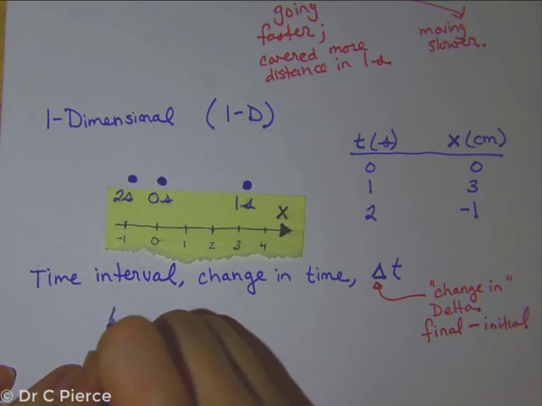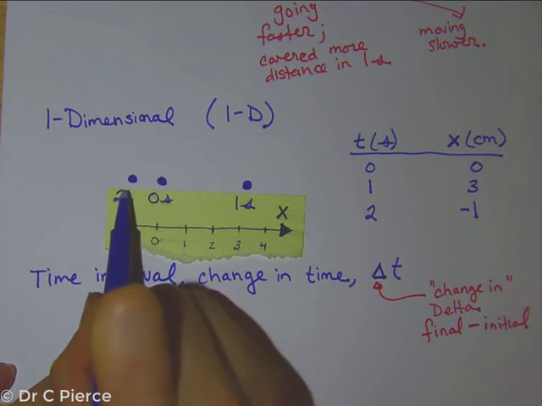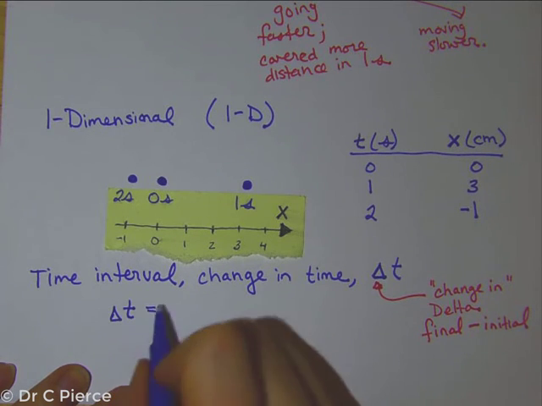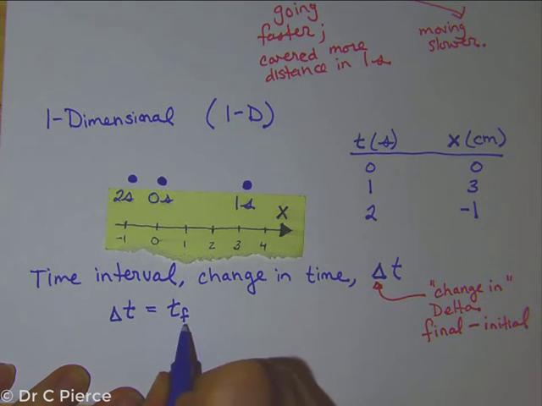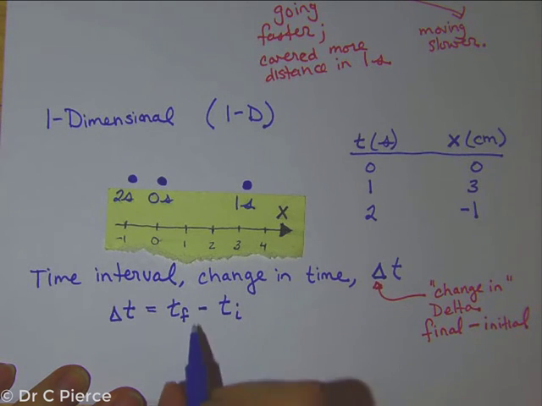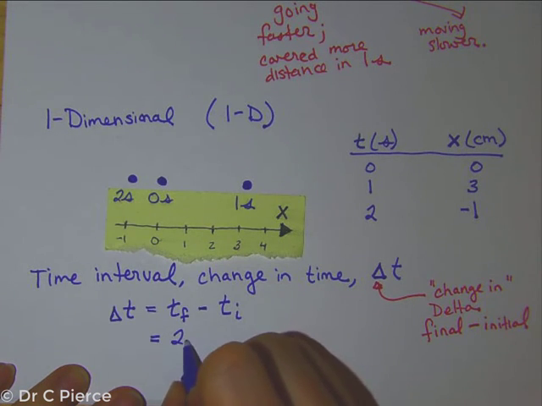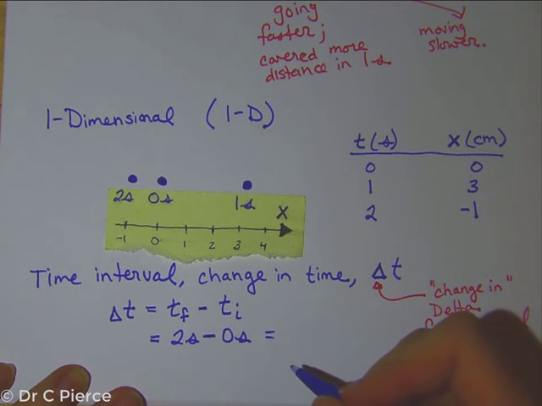So if we say, what is the time interval? And let's do it for the whole diagram here, from the very, very beginning to the very, very end. We'll say the change in time, delta t, is equal to the final t, so we'll say t with a little f, minus the time initial. And these little subscripts here, the f and the i, are just notes to ourselves. So then the final time was 2 seconds minus the initial time of 0 seconds. So then our time interval, our delta t, was 2 seconds.